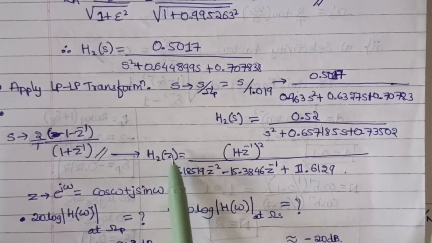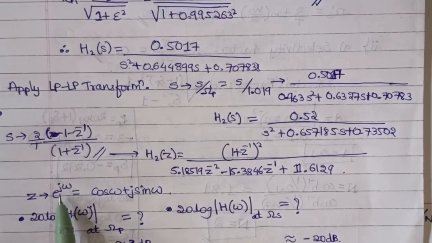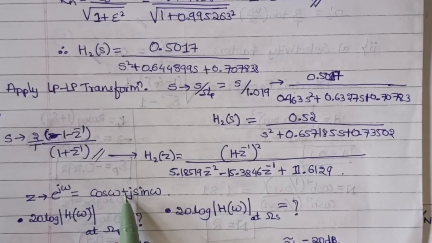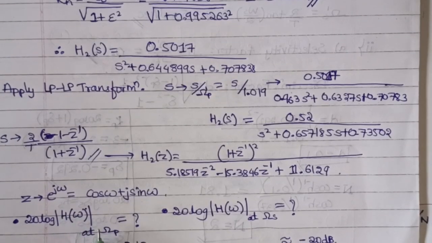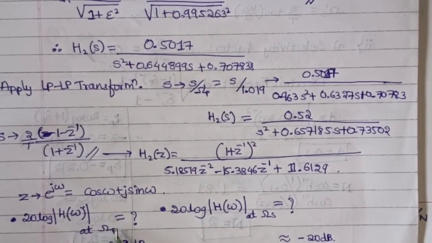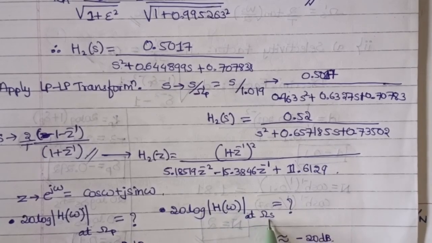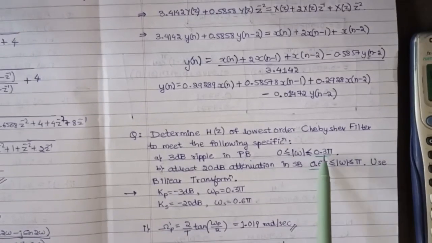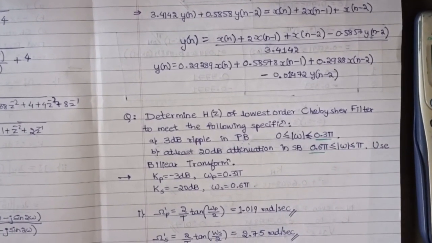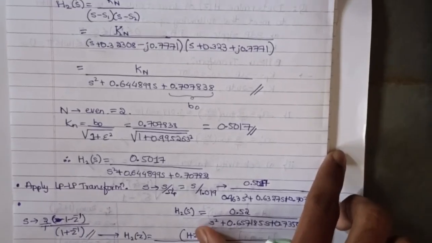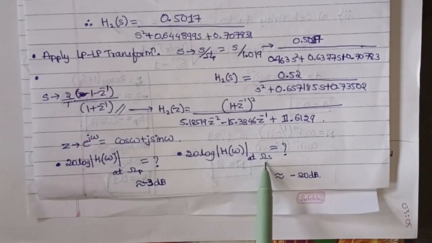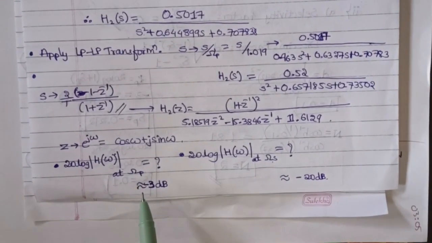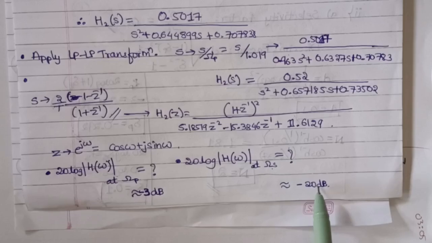After obtaining this transfer function in terms of z, we have to substitute z as e power j omega, where e power j omega is equal to cos omega plus j sin omega. After finding this equation, we have to find 20 log |H of omega| at omega p, where the gain is 3 dB, and 20 log |H of omega| at omega s. Omega p given is 0.3 pi and omega s given is 0.6 pi. Hence, evaluating it at omega equal to 0.3 pi and omega equal to 0.6 pi, we obtain the approximate answers as minus 3 dB and minus 20 dB respectively.